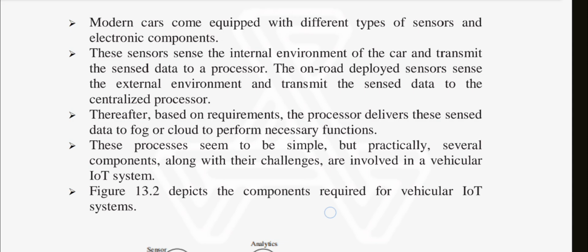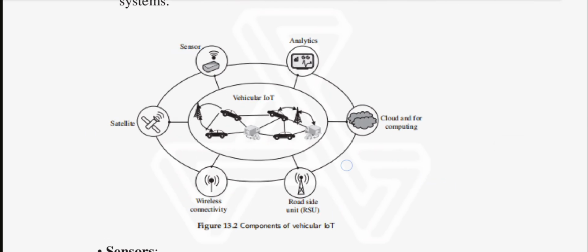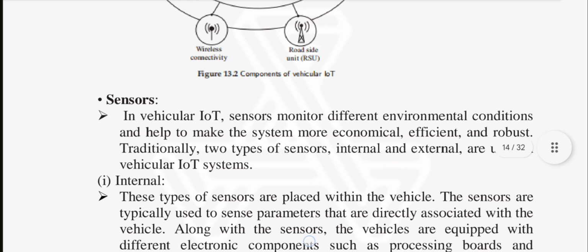These processes seem to be simple, but practically several components, along with their challenges, are involved in a vehicular IoT system. Figure 13.2 depicts the components required for vehicular IoT systems. Components of vehicular IoT: wireless connectivity, sensors and analytics, cloud and fog computing, roadside units, satellites.